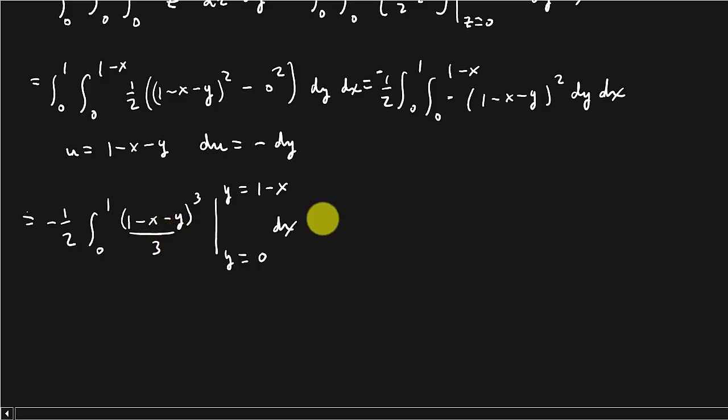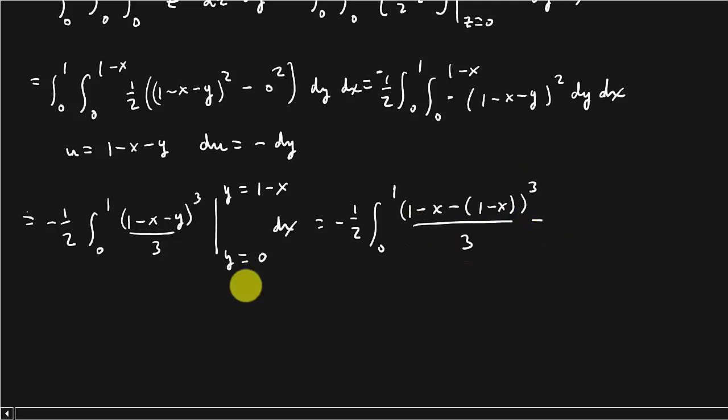And so that's going to equal negative 1/2, 0 to 1. And so now I've got to take the 1 minus x and plug it in for y. So that's going to be 1 minus x minus y, but in the place of y, I'm going to put 1 minus x, and all of that is cubed over 3, minus, and then I've got to plug the 0 in for y. And so that's going to be 1 minus x minus 0, all of that cubed over 3. And that is, put a bracket there, and then I've got times the dx.